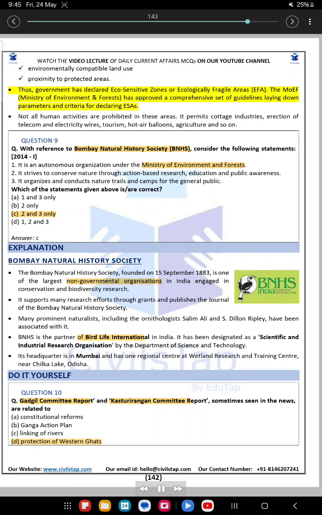The MoEF, Ministry of Environment and Forests, has approved a comprehensive set of guidelines laying down parameters and criteria for declaring ESAs. Not all human activities are prohibited in these areas. It permits cottage industries, erection of telecom and electricity wires, tourism, hot air balloons, agriculture and so on.